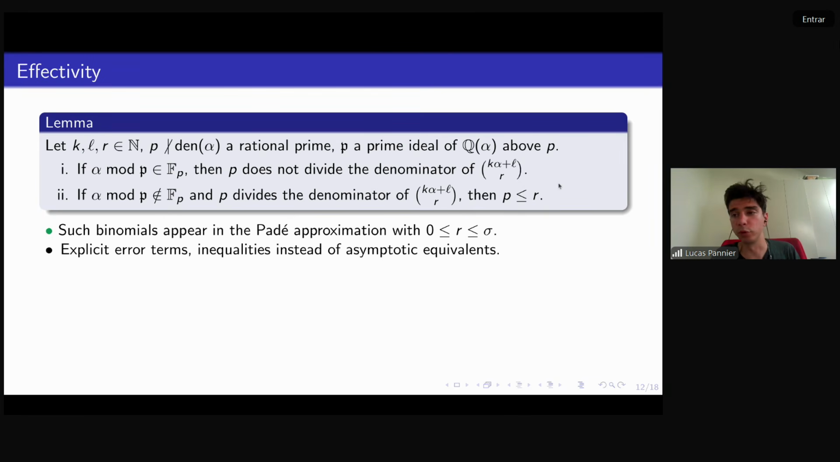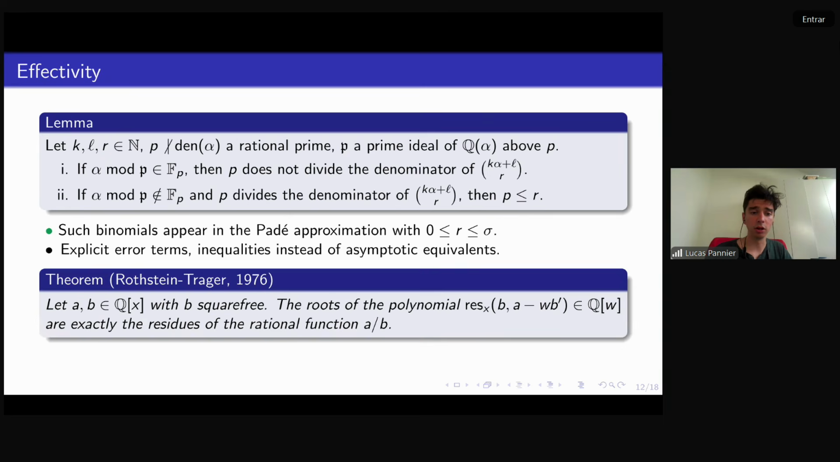So to conclude this proof, I presented to you the Chudnovsky proof, but we proved something more precise, for which we needed explicit error terms so that we could write inequalities instead of asymptotic equivalences. And with these two tools, we could conclude our theorem.